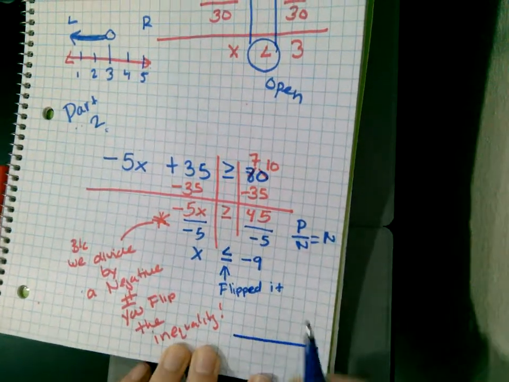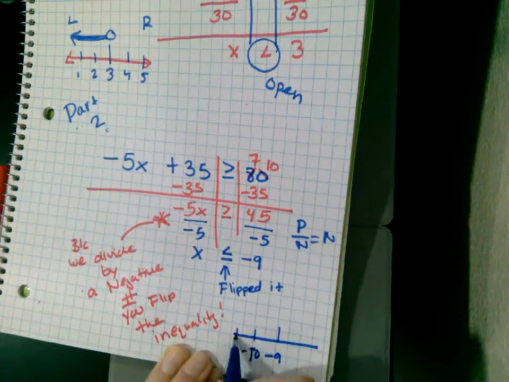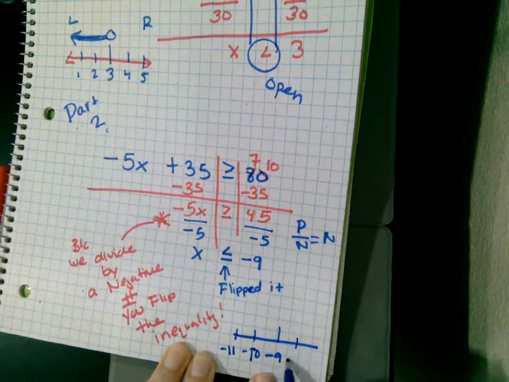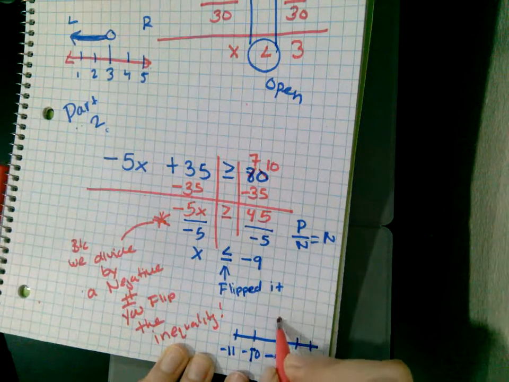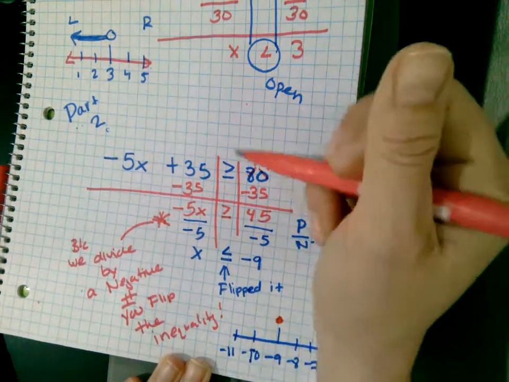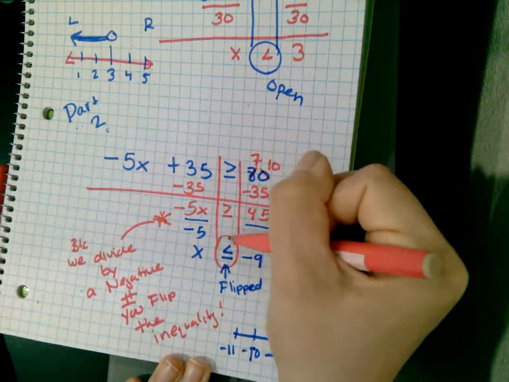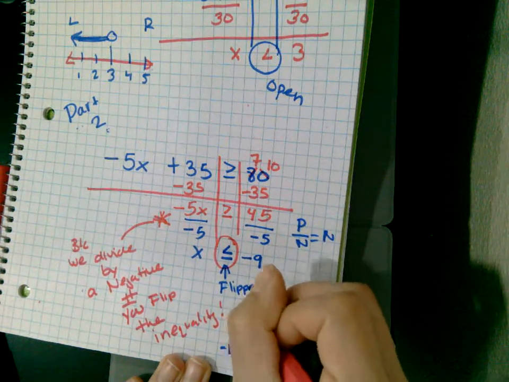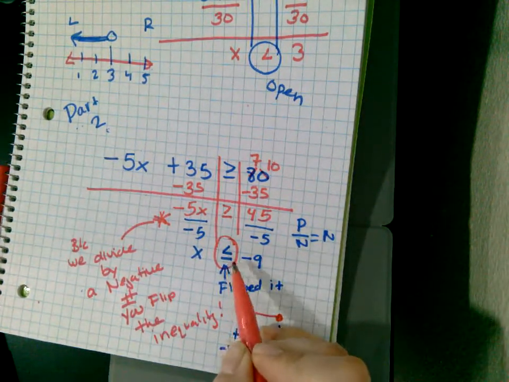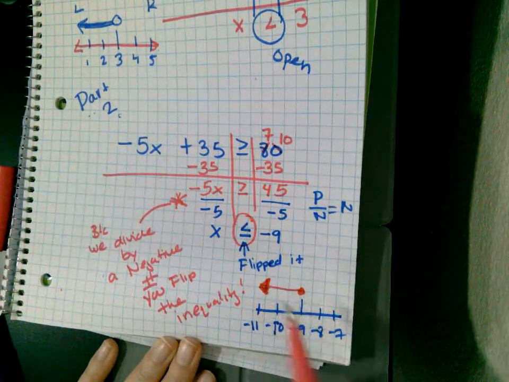Now let's graph it. Negative 9, negative 10, negative 11. Be careful on your negative number line. Everything's backwards. So this still is closed, but instead of shading to the right, because this is pointing to the right, you're actually going to be shading to the left, because our new inequality tells us to shade to the left. So that's exactly what I'm going to do.